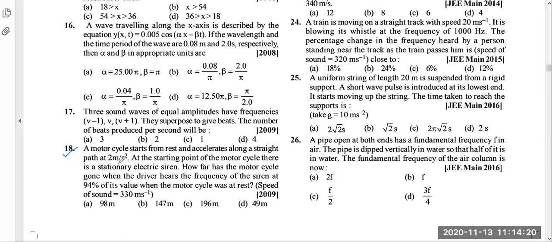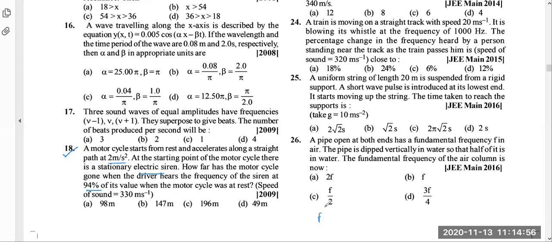So this is a concept related with Doppler effect, along with kinematics. A motorcycle starts from rest and accelerates along a straight line. Acceleration is given at the starting point of the motor. There is a stationary electric siren. How far has the motorcycle gone when the driver hears the frequency of the siren at 94% of its value when the motorcycle was at rest?